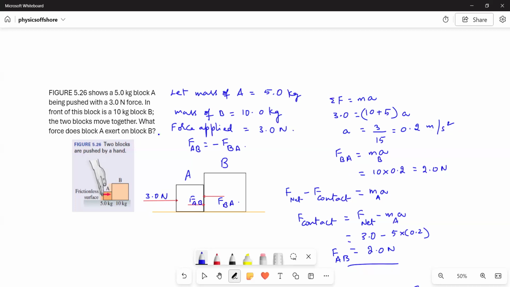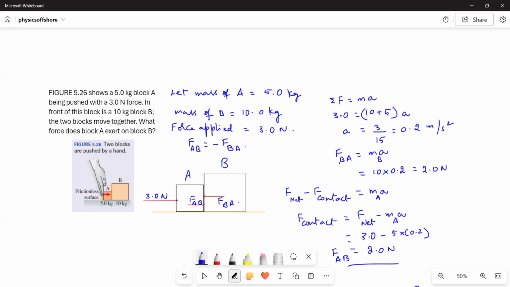Now he is asking what force does block A exert on block B. For that, first I will show you how, because if we find out FBA, that is equal to FAB, because both are action reaction forces. But I will show both. So when I select the second block, I have to find out only one force, FBA, no other force. Okay, that is easy. That is why I did this one first. FBA is equal to mB times a, mass times acceleration. So 2 newtons. So 2 newtons is the contact force. That means 2 newtons force B is applying on A.